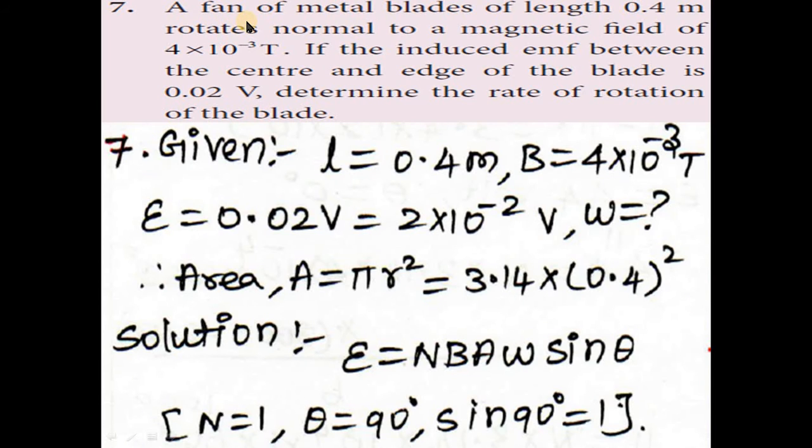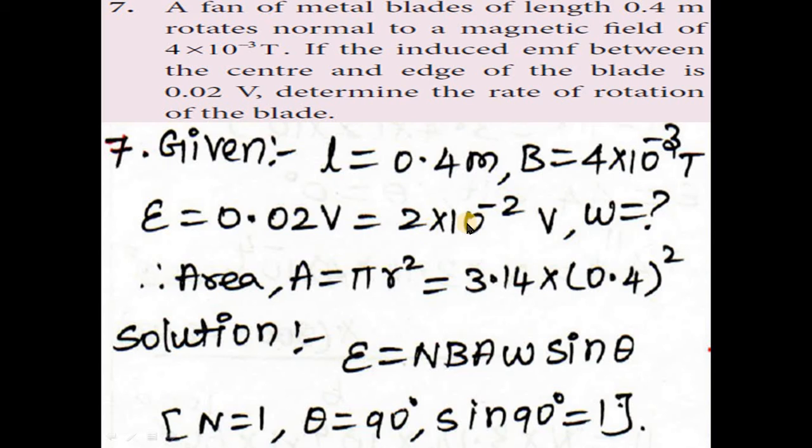A fan of metal blades of length 0.4 meter rotates normal to the magnetic field of 4 into 10 power minus 3 Tesla. If the induced EMF between the center and the edge of the blade is 0.02 volt, determine the rate of rotation of the blade. Given data: L is equal to 0.4 meter, B is equal to 4 into 10 power minus 3 Tesla, epsilon is equal to 0.02 volt. That means potential difference is equal to 0.02 volt.